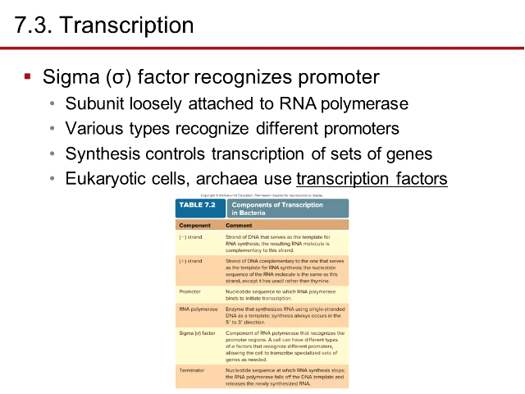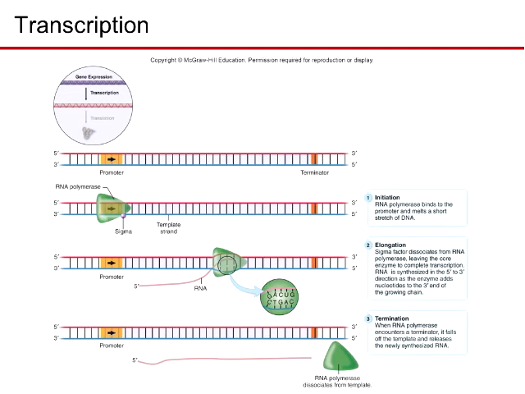Now, the sigma factor recognizes the promoter, a subunit that's loosely attached to RNA polymerase, and there are various types that recognize different promoters, and so they synthesize controlled transcription of a set of genes. Eukaryotic cells and archaea use transcription factors, and this talks about the different strands of promoter, the RNA polymerase, the sigma factor, and the terminator that we just talked about. It's also located in your book at table 7.2.